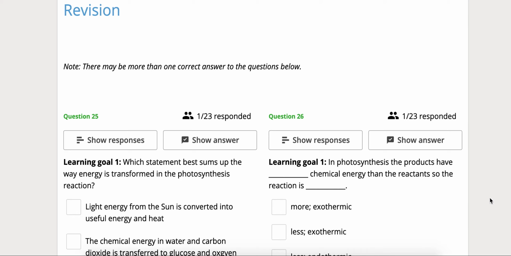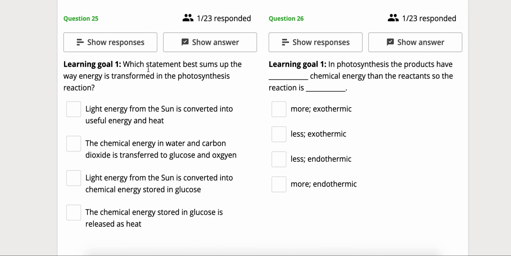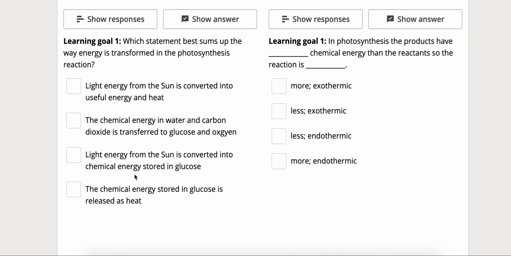Now, for the revision. What we're looking at here with question 25: which statement best sums up the way energy is transformed in the photosynthesis reaction? So if you do get a bit stuck, I suggest scrolling up to the top. But based off your knowledge of photosynthesis, please select the most appropriate response. Now pause this video. You can scroll up to the top for photosynthesis notes and select your option.